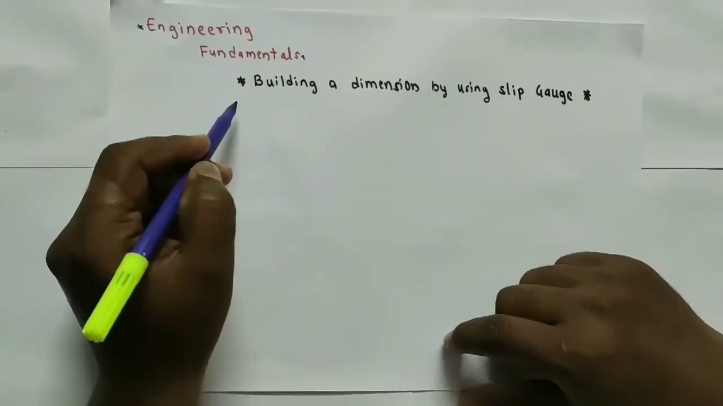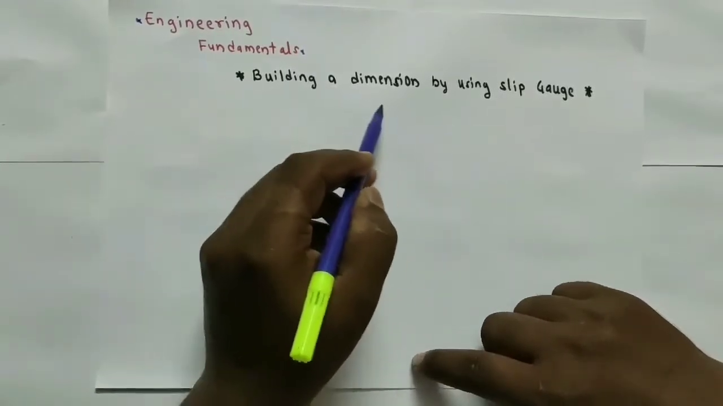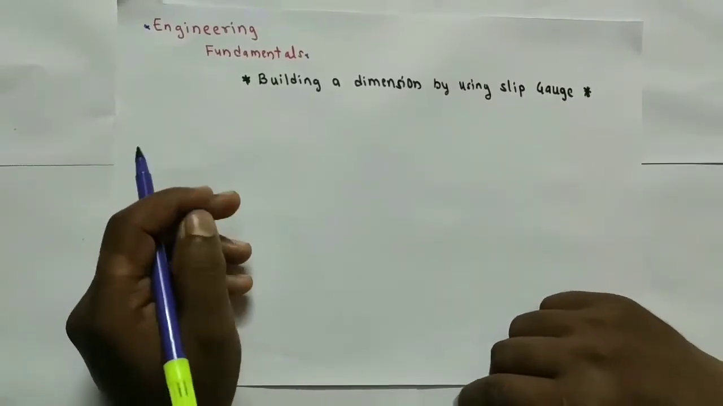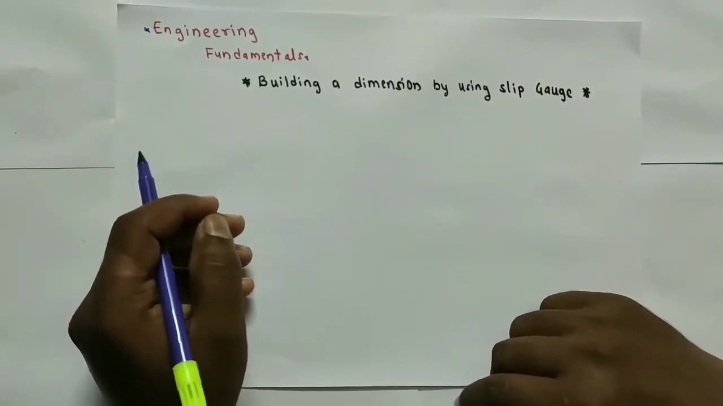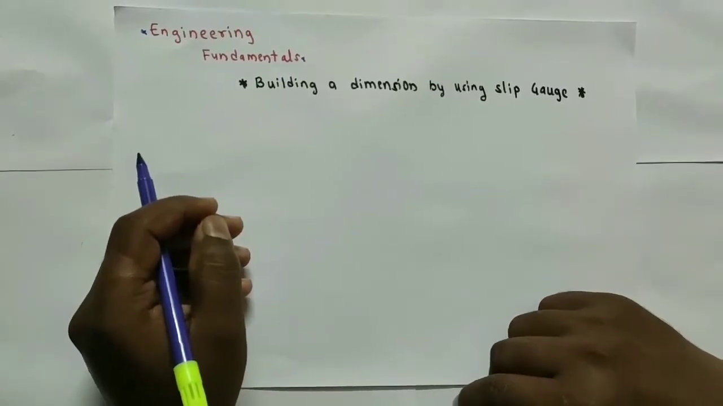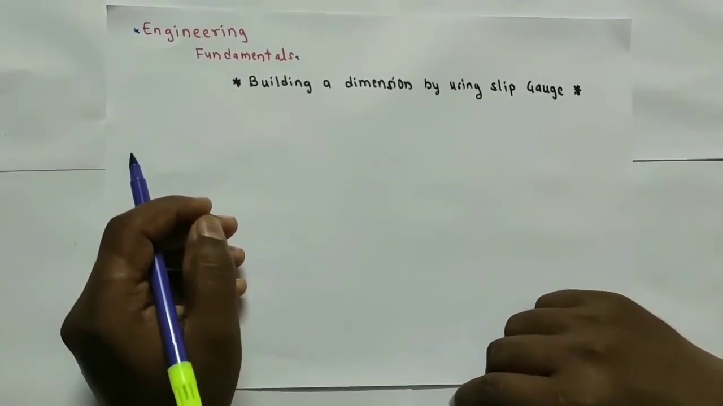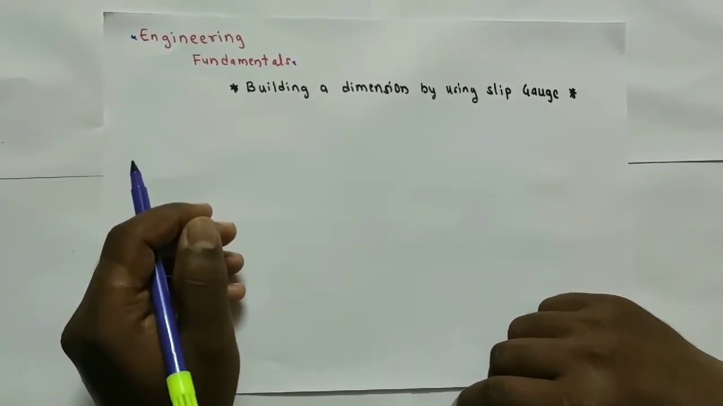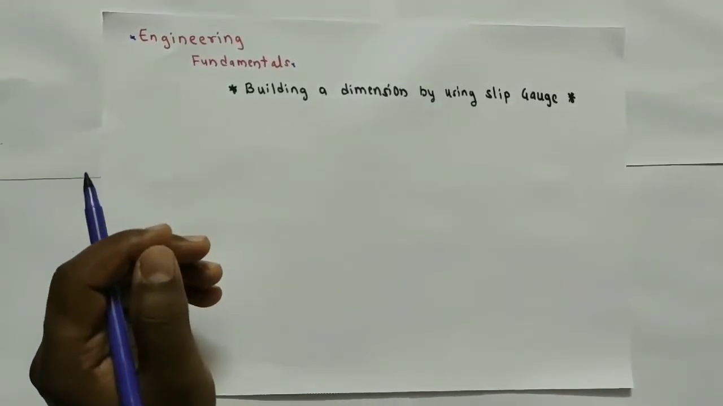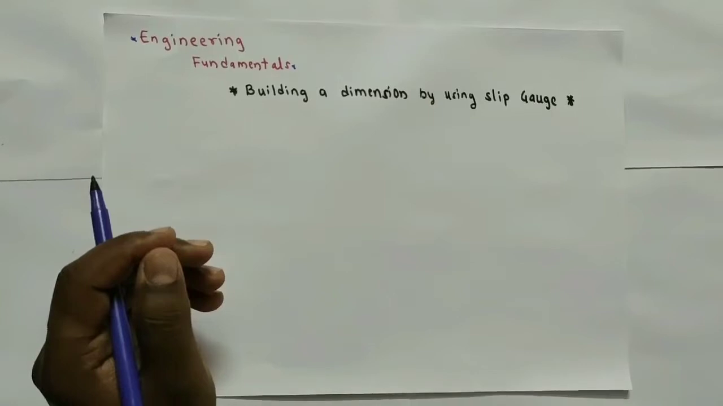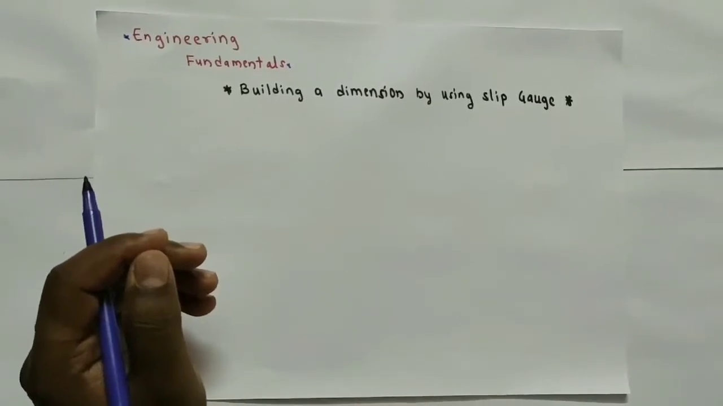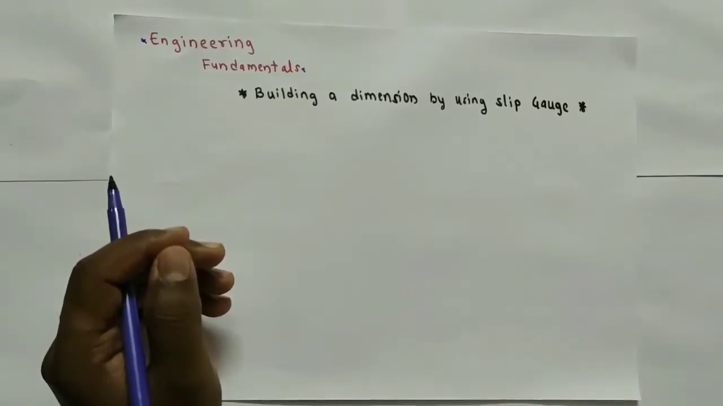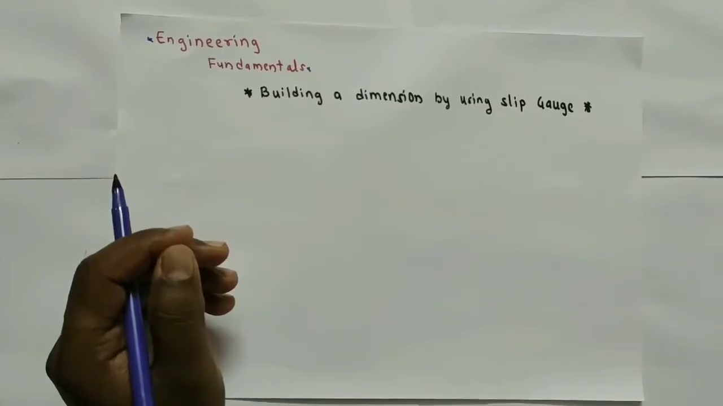In today's lecture, we are looking at building a dimension by using a slip gauge. A slip gauge is a rectangular block which is used as a linear end standard while building a dimension, so that it can be used as a standard length. By using that slip gauge we have to build the dimension. For building a dimension, there are two types of sets available, and based on those two types of set we are building a dimension of any size.